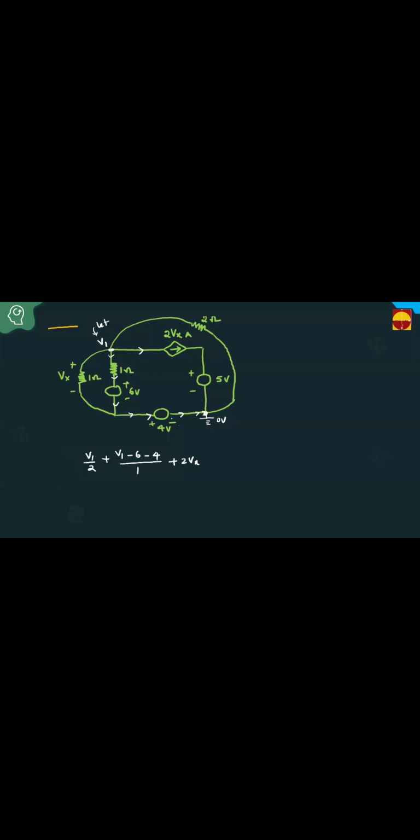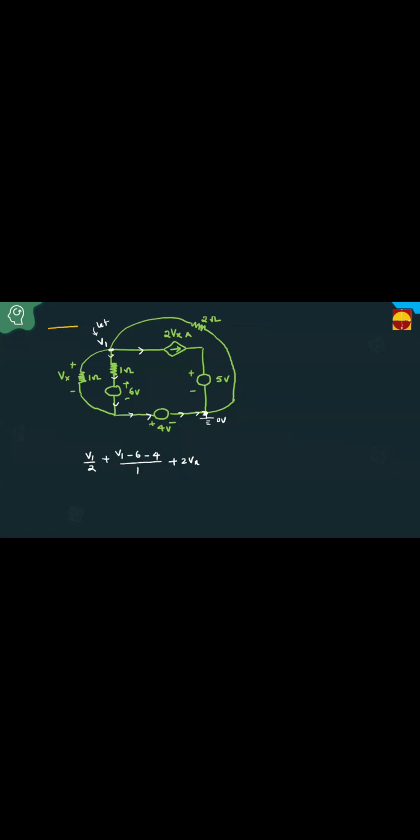This source is up to like this. In this path the source is added, but in this path there is only zero potential. That is V1 by 2. Then V1 minus 6 minus 4 by 1 plus 2Vx. But what about this source here? What is Vx? How to calculate Vx? You tell me.